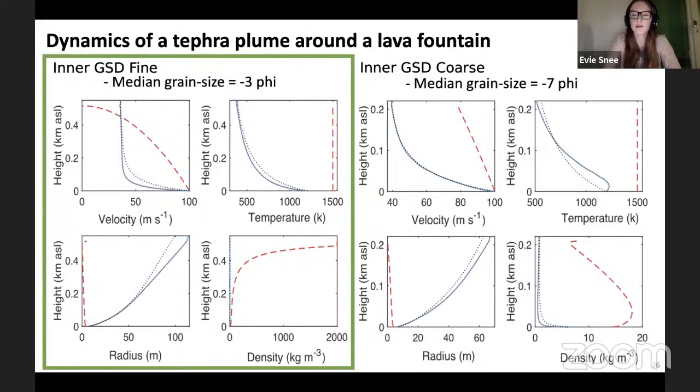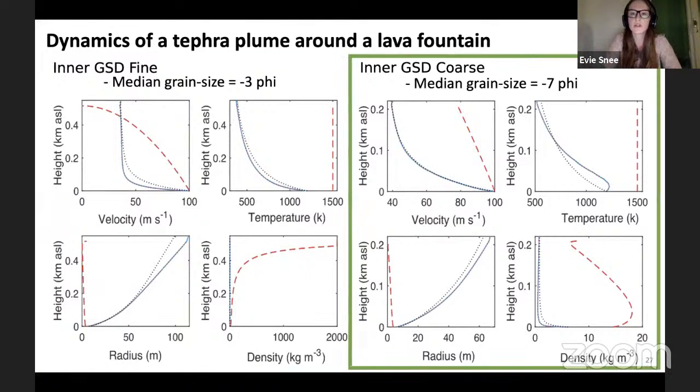In contrast, however, if we look at an example where the grain size distribution of the lava fountain is coarser, this time it's defined by a median grain size of -7 phi, we see a few differences. First of all, if we look at the velocity subplot, we can see that the velocity of the lava fountain doesn't reach 0. We've stopped the model before that because the solid mass flow rate in it is becoming negligible.